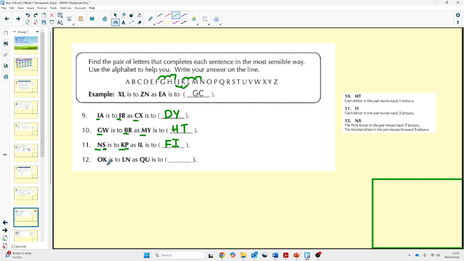Now the last one here, we've got O to L. So let's go backwards 3. So we're going to do O to L backwards 3, and then Q backwards 3. 1, 2, 3 gives me an N. And then let's go to the next one. K to N is forward 3. U forward 3. 1, 2, 3 gives me an X. So it's NX.